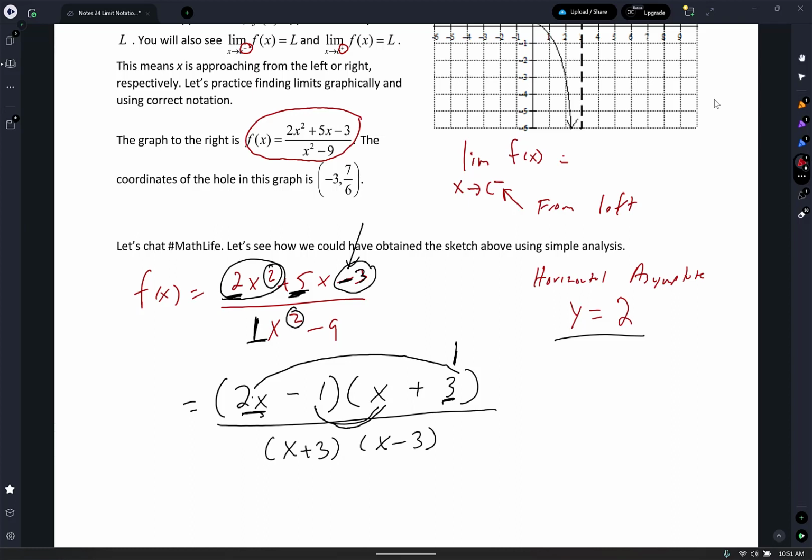Was that explanation clear, guys? Okay. Next, I see a factor: the x plus 3's cancel out. So that means I have a vertical asymptote wherever I get a 0 in the denominator, whatever you have left. So vertical asymptote, and I usually abbreviate it, so my bad if I'm not: x equals 3.